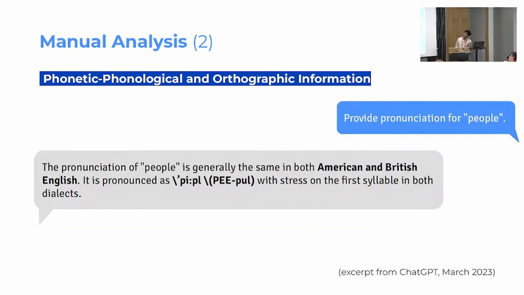Now I want to show you the answer that I got from ChatGPT. I asked it to provide a pronunciation for "people", and this is the answer. The pronunciation of "people" is generally the same in both American and British English, so we got the dialect here. It also gives the International Phonetic Alphabet, and also a literal phonetic transcription for people who are not able to read the IPA. And we stress the first syllable, which is capitalized, so people know how to pronounce it.